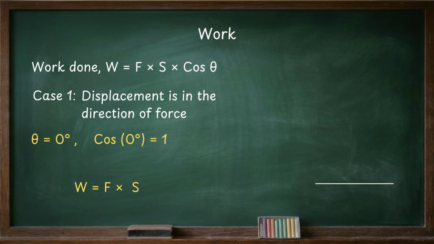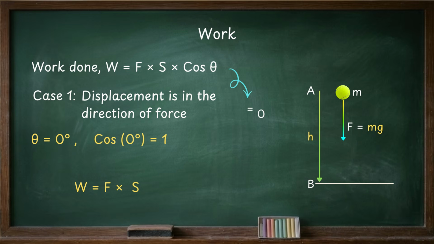For example, consider an object falling freely from point A to point B through a height h. If m is the mass of the object, the gravitational force acting on it is mg, and its displacement is h. Since both the force of gravity and the displacement are in the same direction, the angle theta is 0. Therefore, the work done equals force times displacement, which simplifies to mg multiplied by h.